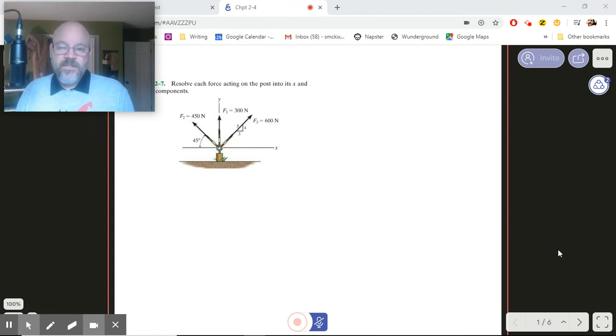Okay, so let's get into it here. We've got another eye bolt with some ropes attached to it, and there's some tension acting on each rope. So we have three different force vectors there, F1, F2, F3, just three of them. Our job says: resolve each force acting on the post into its X and Y components. What we have is magnitude, and remember, a vector needs magnitude and direction. So we are going to try to figure out how to express this in that way.